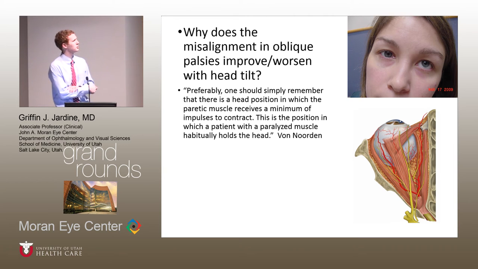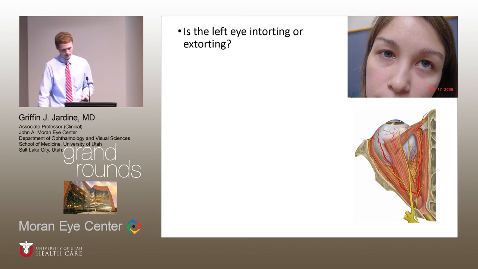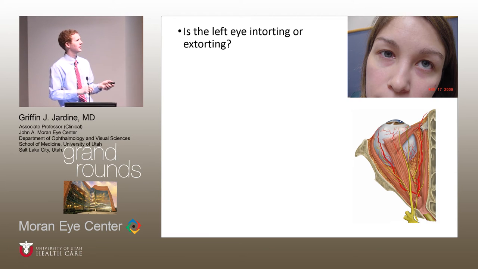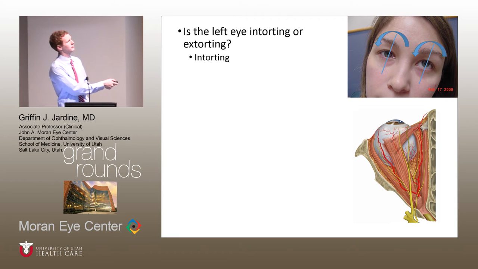Let me read this quote. Preferably one should remember that there is a head position in which the paretic muscle receives a minimum of impulses to contract. This is the position in which a patient with a paralyzed muscle habitually holds the head. So again, thinking about the superior oblique, it's a big intorter. Our eyes are incredible at maintaining our horizon when we tilt left or right. They're almost like those toys where the eyes stay still regardless of how you move the doll or the toy. What the patient is trying to do is find the position where they're minimally using that superior oblique. So in left head tilt, this patient has a left superior oblique palsy.